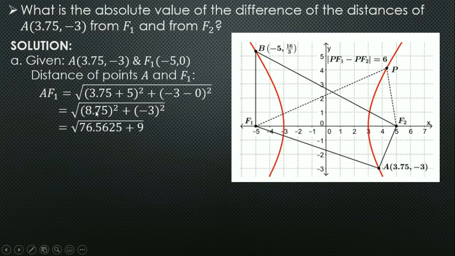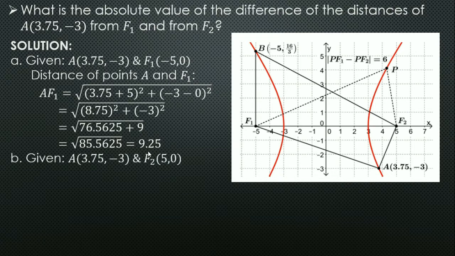If we try to get the square of 8.75, the value will be 76.5625. And then negative 3 squared is positive 9. 76.5625 plus 9 is 85.5625, which is, if we try to obtain the square root of this value, the value that we will be obtaining is 9.25.